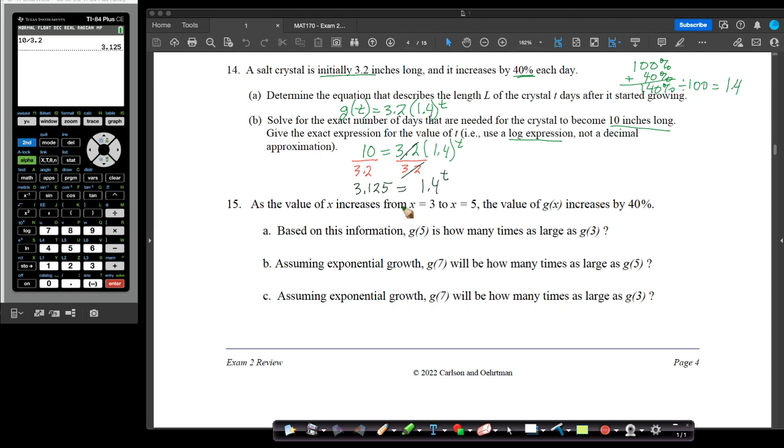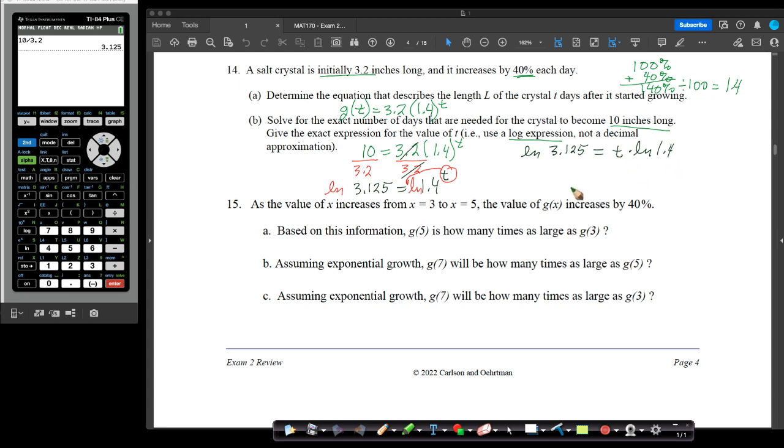This is now where we're going to use a logarithm. So we're going to take the natural log of both sides. And this is where we probably don't want to change that out. Remember, when we do that, what that allows us to do is to take this exponent and bring it down and be multiplication in front. So what we end up with is that the natural log of 3.125 is equal to T times the natural log of 1.4.